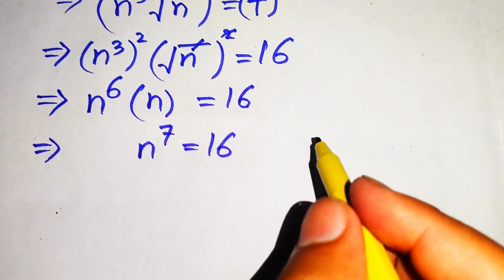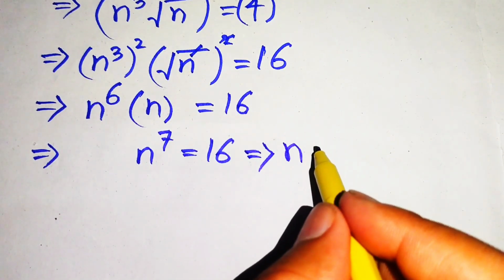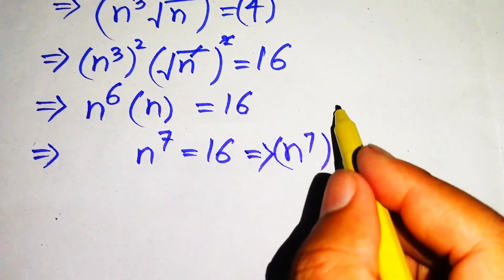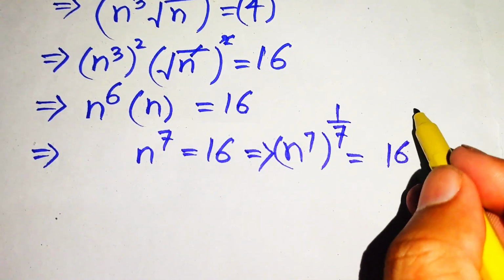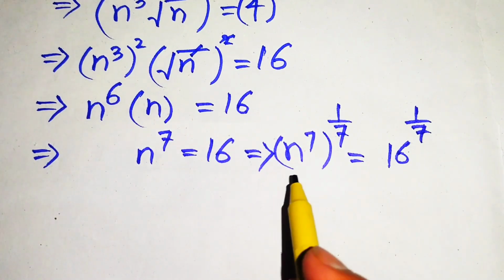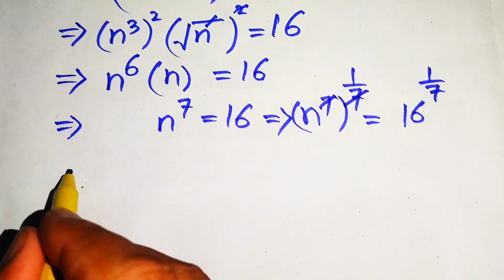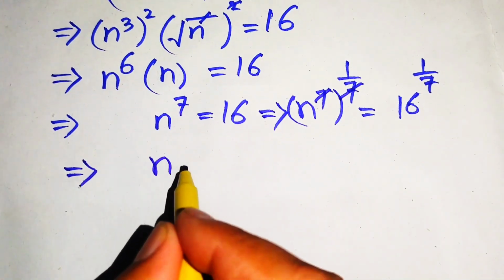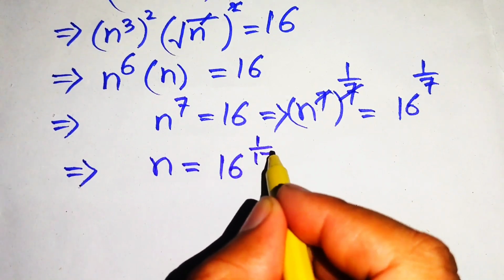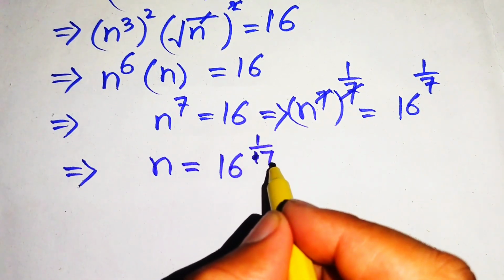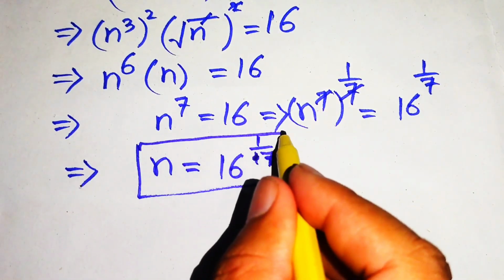Here we take the 7th root on both sides and we easily get the value of n. So we have n to the power of 7 and its whole power 1 over 7, and 16 and its whole power 1 over 7. We just take the 7th root on both sides. The 7 and 7 cancel each other and finally we get n equals 16 to the power of 1 over 7. This is our final answer to this question.